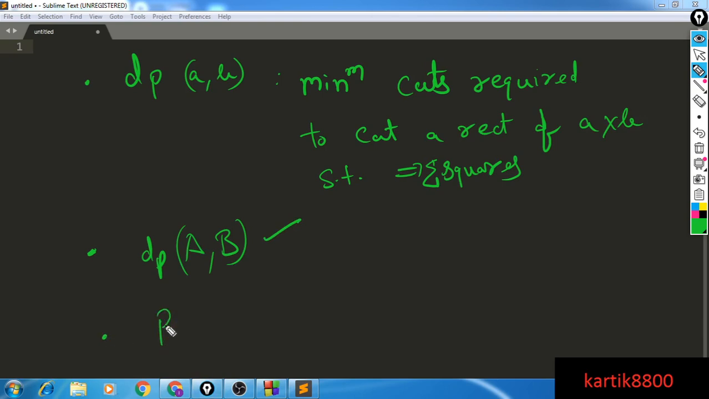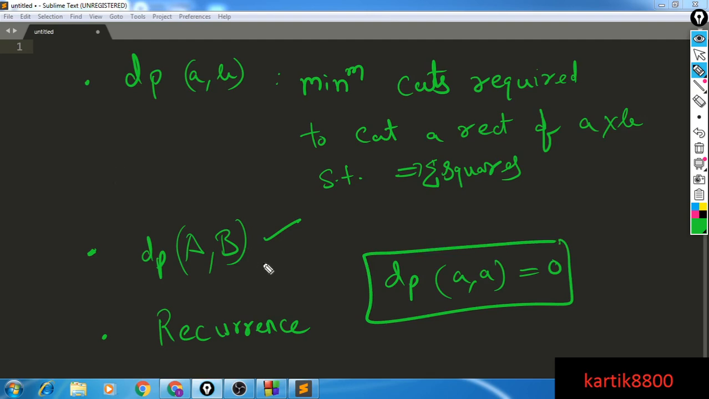Now I need to build a recurrence, but before that let's discuss a base case. What if my rectangle is already a square? So instead of a comma b, it's something like a comma a only. In that case, obviously I don't need to make any cut, right? So DP of a comma a is going to be 0, since the rectangle itself is a square. So I can say DP of a comma a is 0.